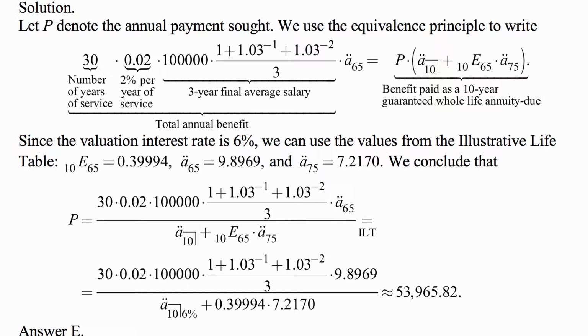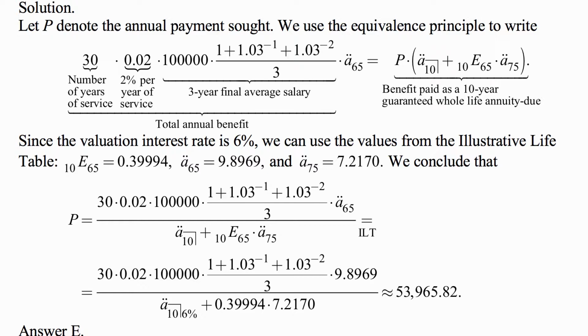Well, 10E65 is 0.39994. By the way, in the table it's already 1,000 times 10E65, so you need to divide the number that you get from the table by 1,000, and you get this. ä65 in the table is given as 9.8969, and ä75 is given as 7.2170.